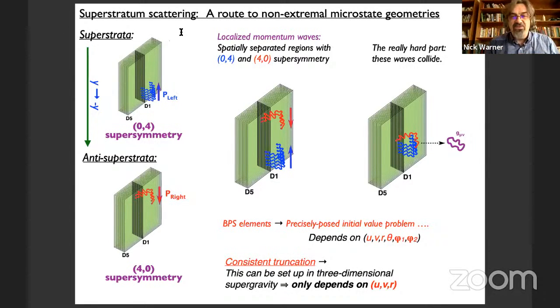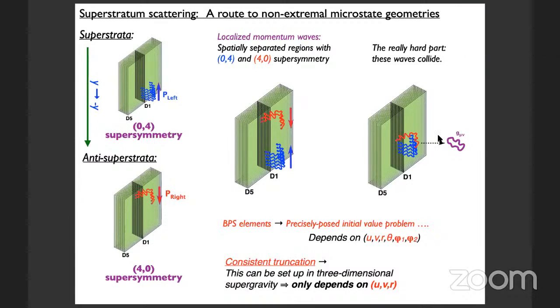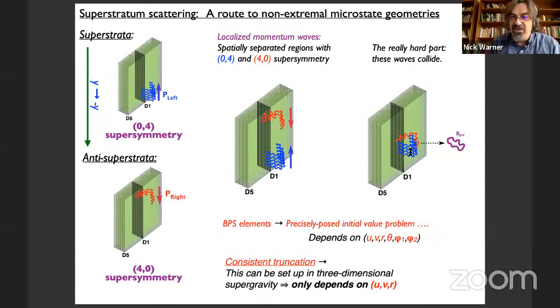So this is meant to be a heuristic picture. The outcome here depends on the strength of G string. If G string is tiny, then they'll pass through each other and they won't notice each other, or very little. If G string is large, then this becomes a very complicated morass and maybe they don't pass through each other. So everything depends on the value of G string.